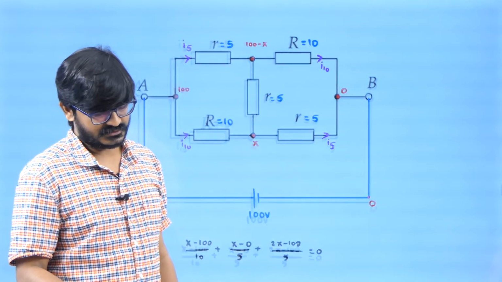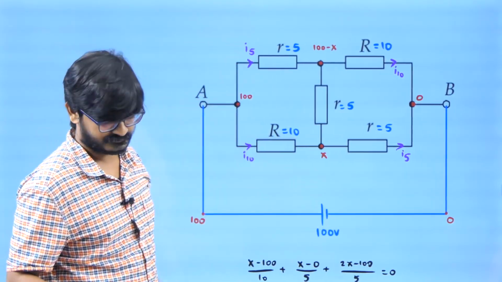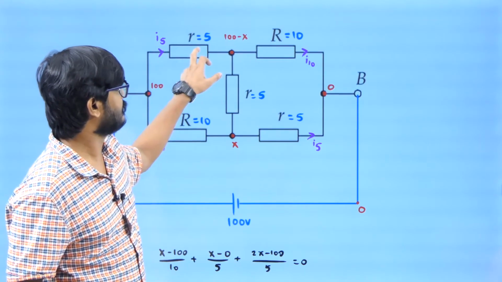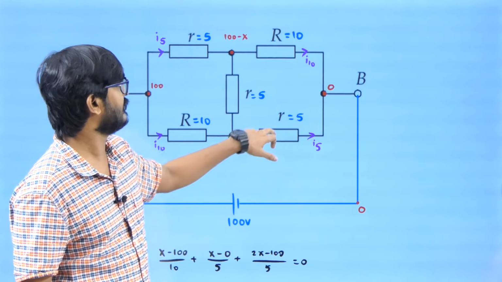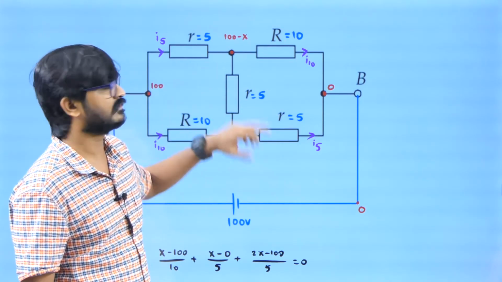Now there is a next question here. This resistance is 5 ohm, this resistance is 5 ohm, 10, 10, this resistance is 5. Now 5 into 5, this is 10 into 10. It is not Wheatstone bridge.